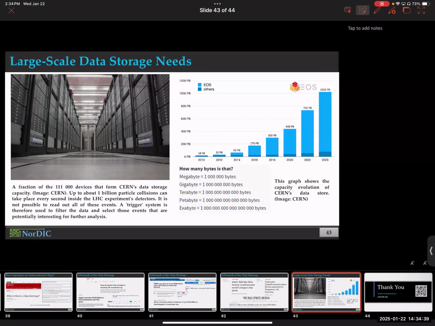So the thing is, CERN creates humongous amount of data. Notice in 2010, it used to create 18 petabyte of data. Now it creates 1,000 petabyte of data. So now it is basically in the exabyte level. So every time it runs an experiment, and I wrote it here, just read it. Up to about 1 billion particle collisions can take place every second.